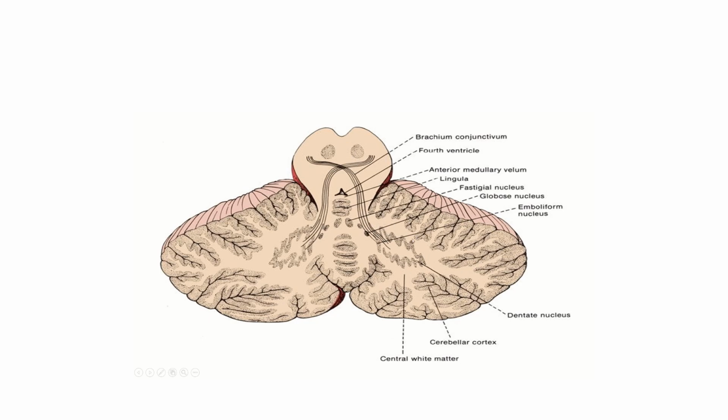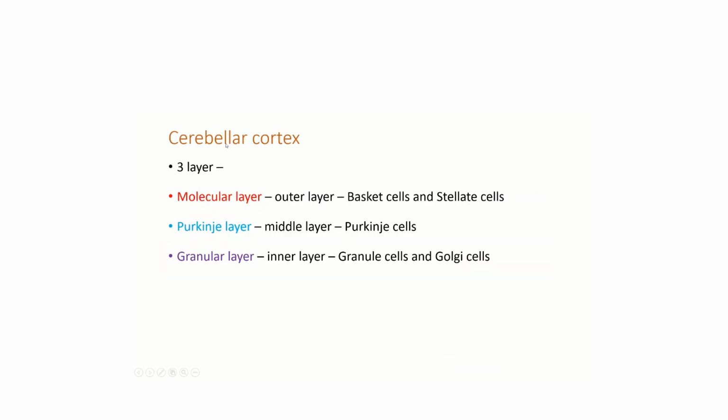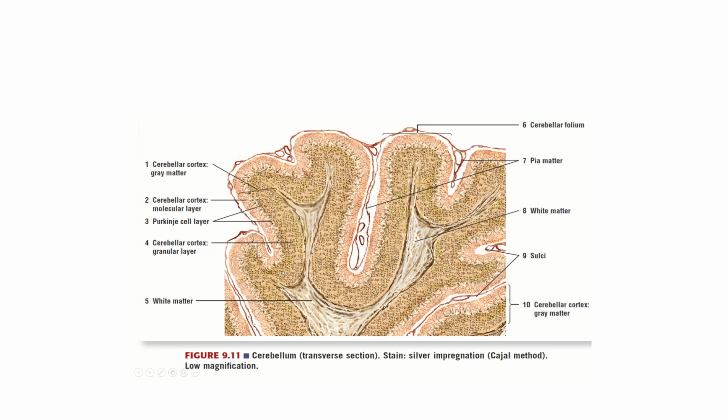So this is the white matter, and these are the deep cerebellar nuclei, namely the dentate nucleus, globose nucleus, emboliform nucleus, and fastigial nucleus. Cerebellar cortex has three layers, namely the molecular layer, which is the outer layer, and it has basket cells and stellate cells. The second layer is the Purkinje layer. It is the middle layer having Purkinje cells. And the third layer is the granular layer, the inner layer, having granule cells and Golgi cells.